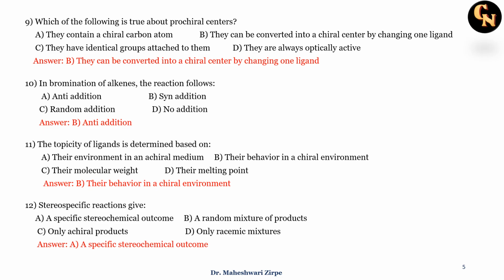The next one is, a stereospecific reaction gives dash, a specific stereochemical outcome. So stereospecific reactions will always give us specific stereochemical outcomes. That means if trans is giving us cis, or cis is giving us trans, those are called stereospecific reactions.